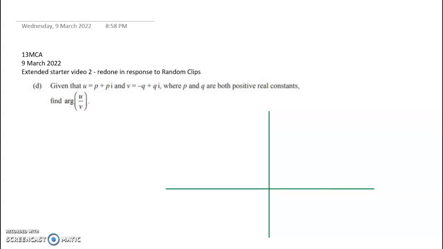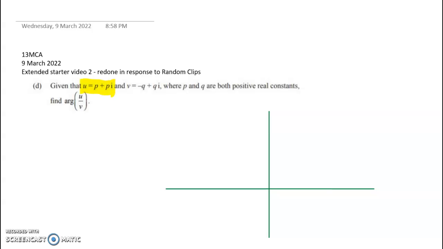I'm redoing this video, which is looking at one of the merit questions in the 2020 complex numbers paper, because of a suggestion from Random Clips that the method I dismissed as inefficient was actually a good one. And I think that there's some good point to that. I'm going to let you choose which method you prefer here, so I'm going to work through both methods.